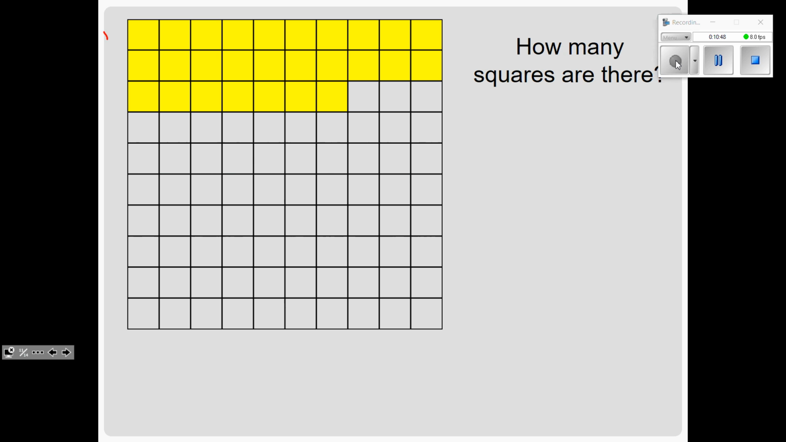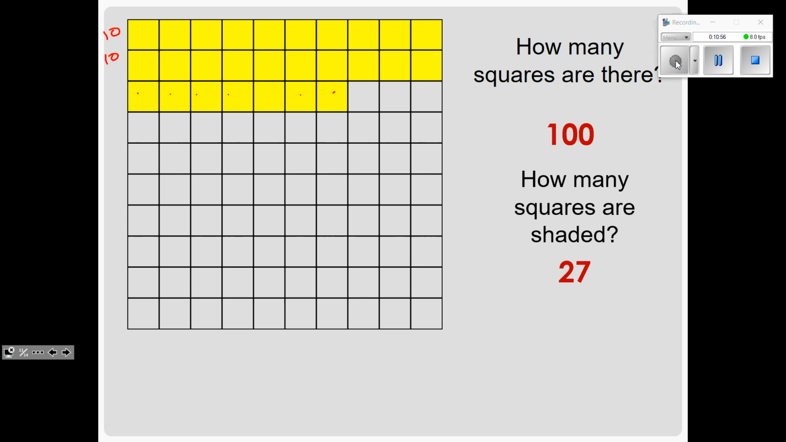Okay, we have 10, 20, 1, 2, 3, 4, 5, 6, 7. This time we have 37 shaded out of 100. 27, I'm sorry, I said 37. 27 shaded out of 100. So our fraction would be 27 hundredths.